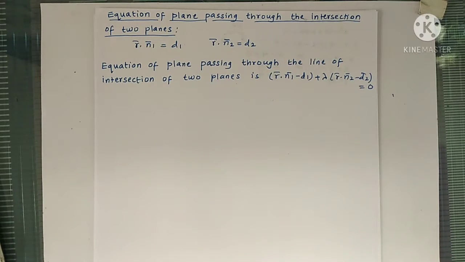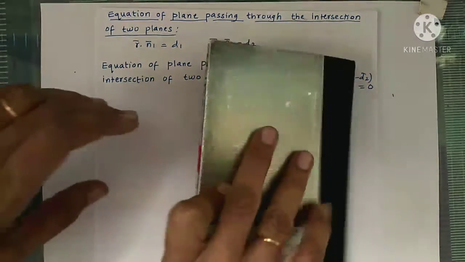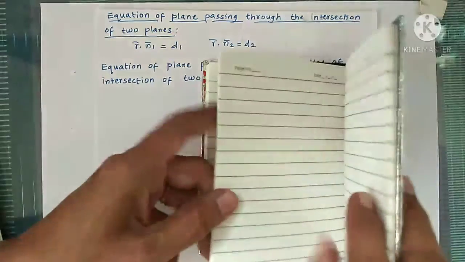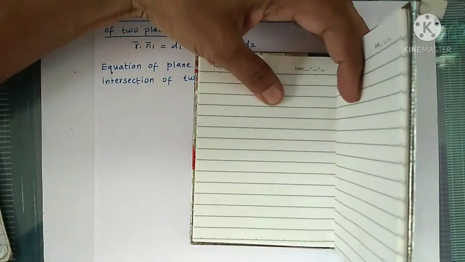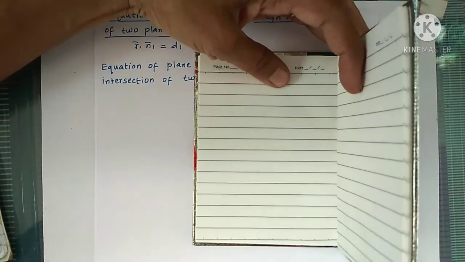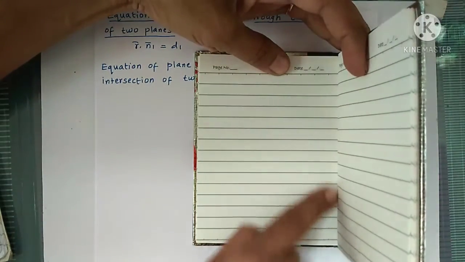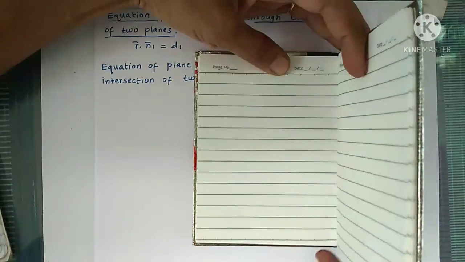Students, in this video we are going to learn the equation of a plane passing through the intersection of two planes and the angle between two planes. First of all, let's see the equation of a plane passing through the line of intersection of two planes. Consider these two planes. Here we have this plane and this plane, and they are intersecting, and their line of intersection is this line. So this is the line of intersection of these two planes.